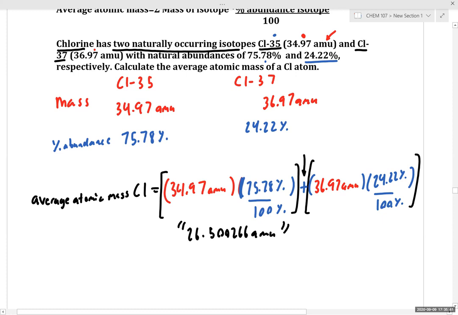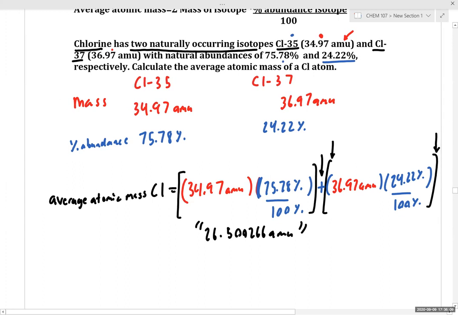You're then going to hit the plus sign and a parentheses symbol. Then you enter the rest of your operation: 36.97 times 24.22 over 100. And then you're going to close the parentheses and hit equals. So this second operation should give you about 8.954134.